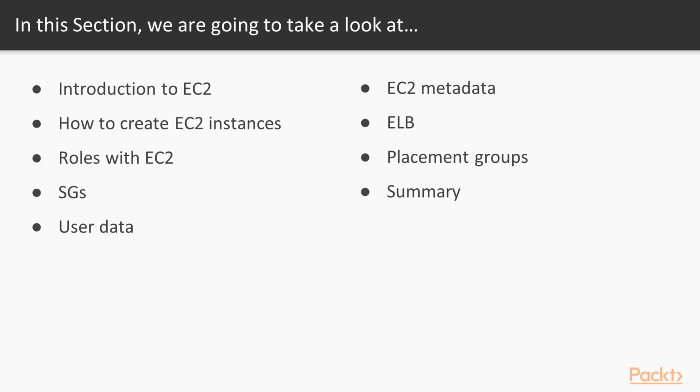Welcome to Section 2, EC2. In this section, we will get an introduction to EC2, what it is, the instance types, storage, as well as the AWS CLI. We will learn how to create EC2 instances, launch, connect, and monitor them. We will learn about security groups, what they are, and how they compare with network ACLs.